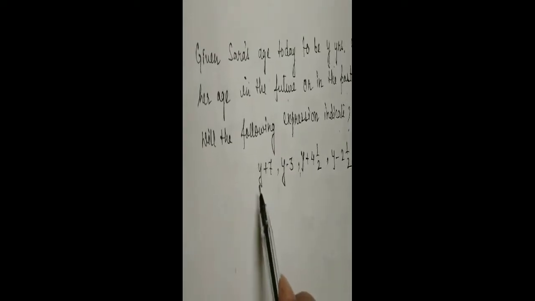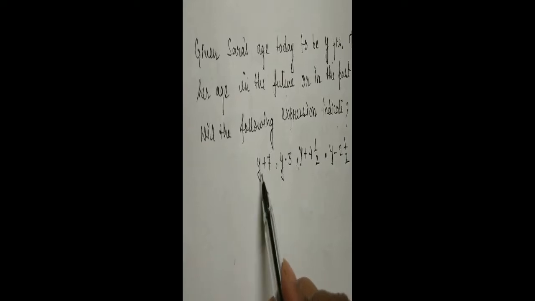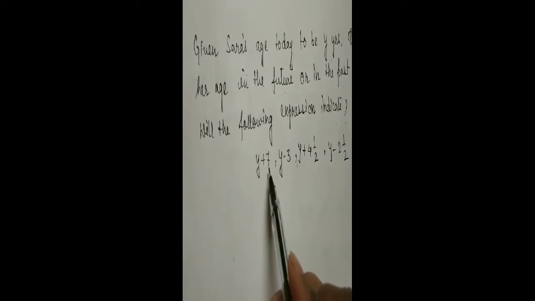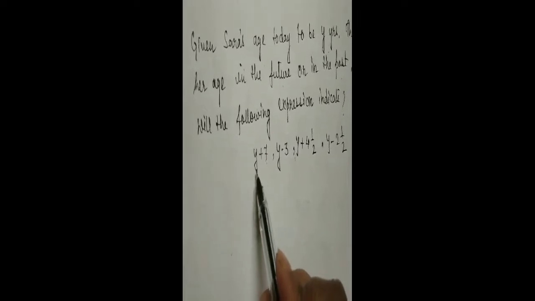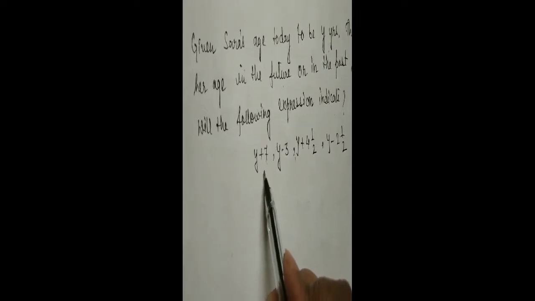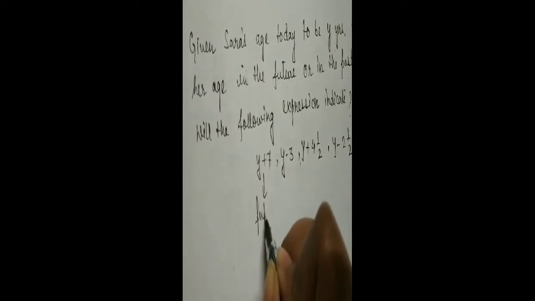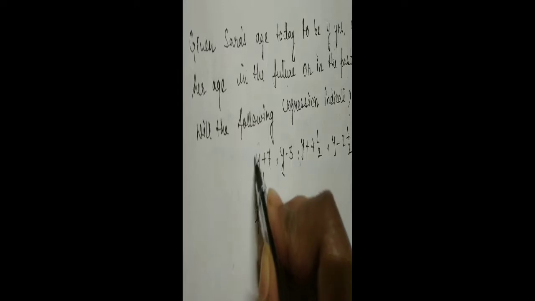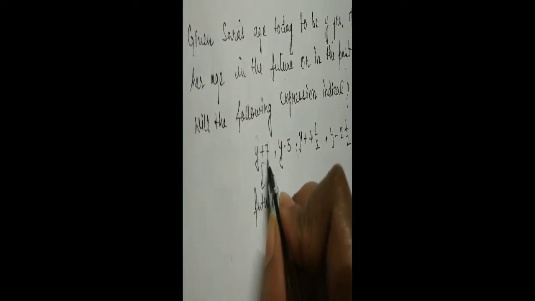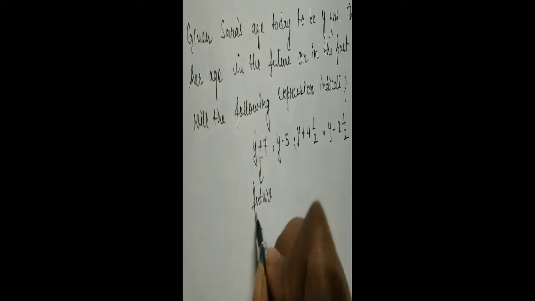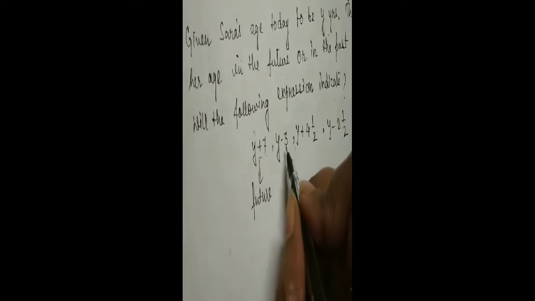Like here the first expression is y plus 7. So y is her present age and plus 7 means 7 years more than her present age. That means this age can be her future age. So this will be in future. Whatever her age now, plus 7 means 7 years after. So it will be her age in future.